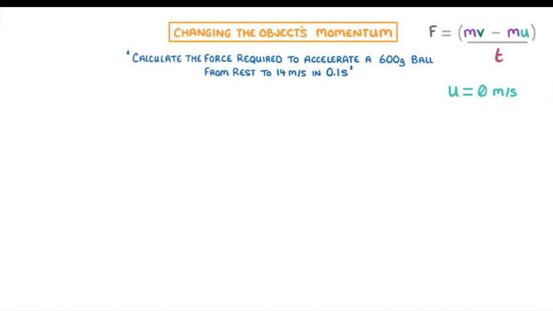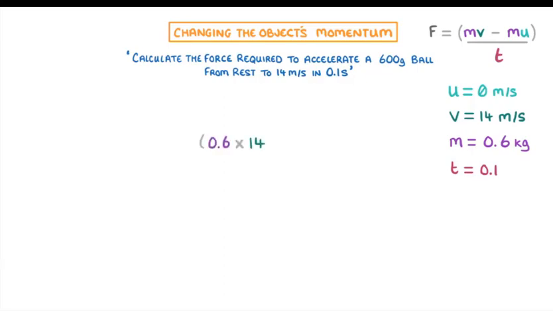So we could say that the initial velocity is 0, because the object started at rest. Its final velocity is 14. Its mass in kilos is 0.6. And the time is 0.1. Then all we have to do is plug all of these into our equation.